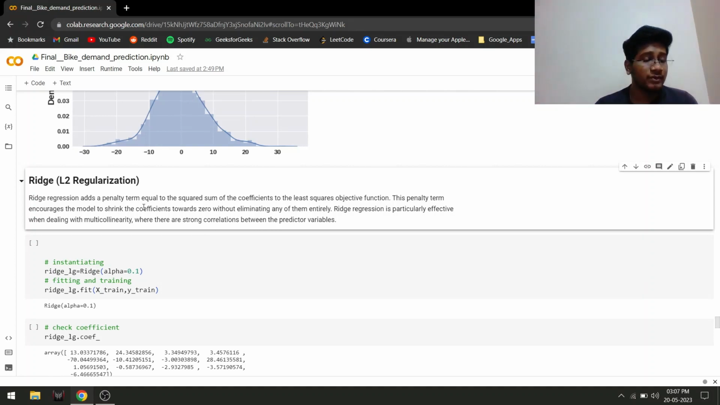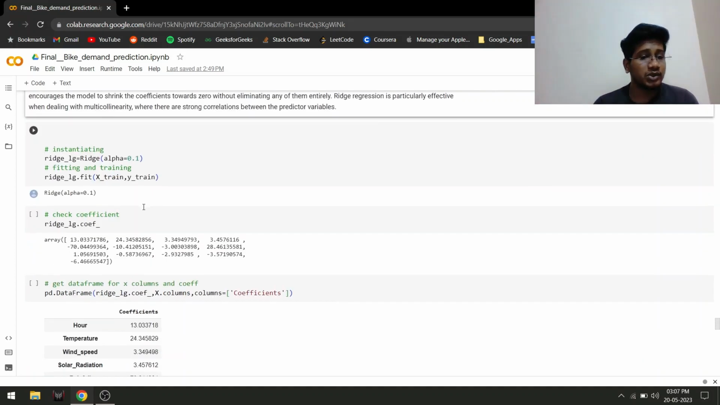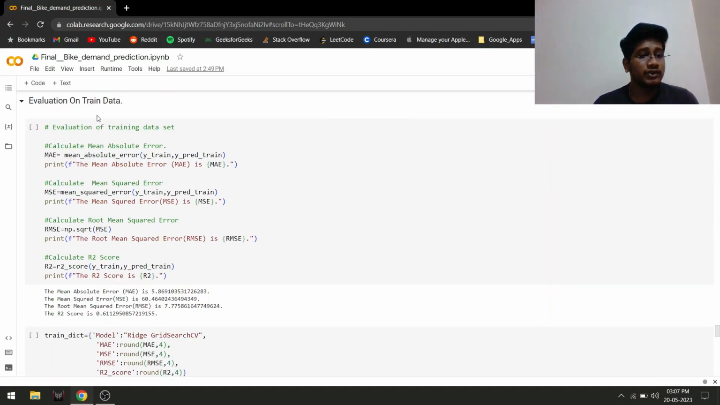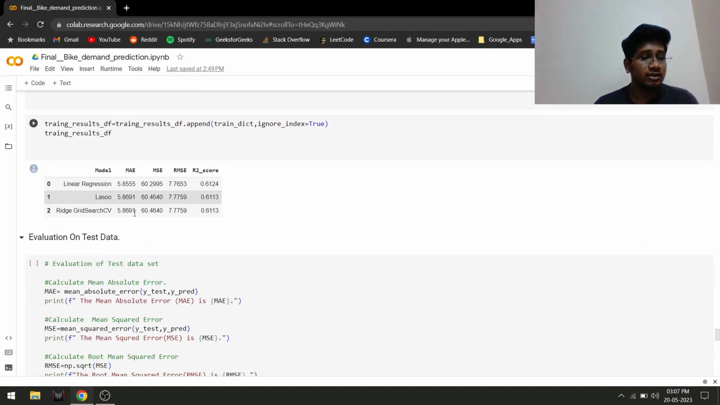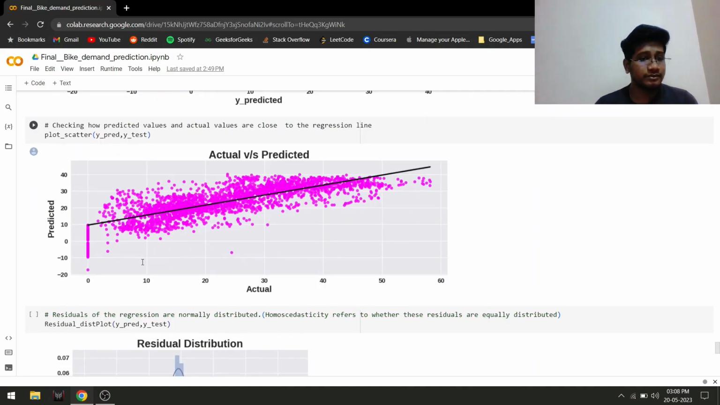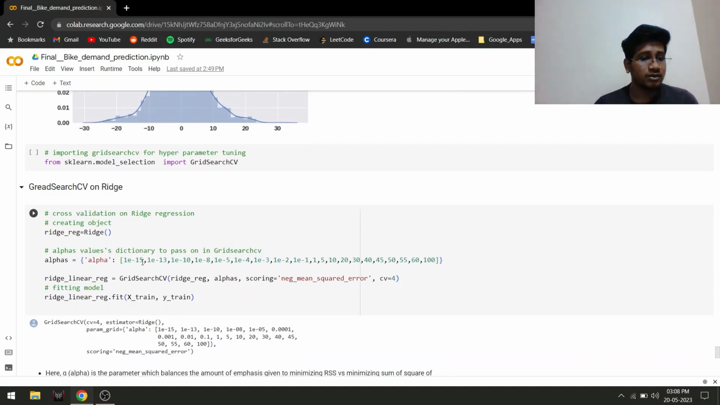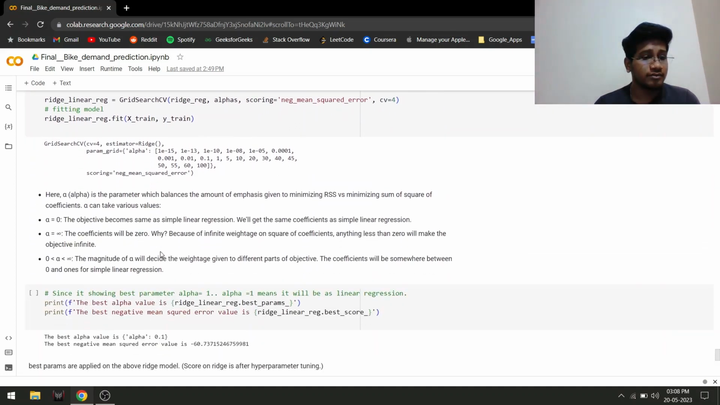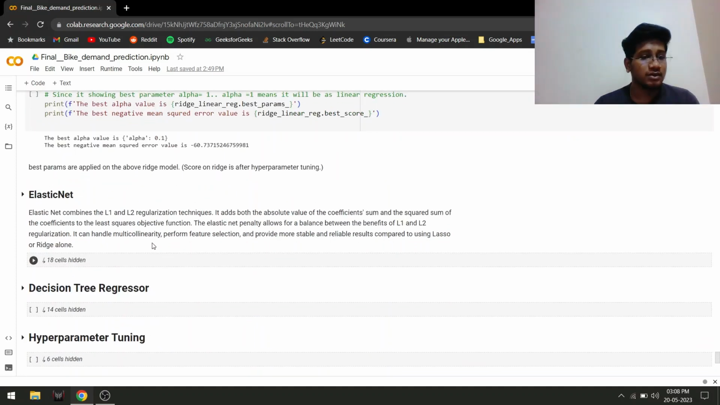We will start with our L2 regularization. Here we will start with evaluation on trained data, then evaluation on test data. We will do a grid search on ridge. Then after completing this L2 regression and L1 regression, we will move to elastic net.